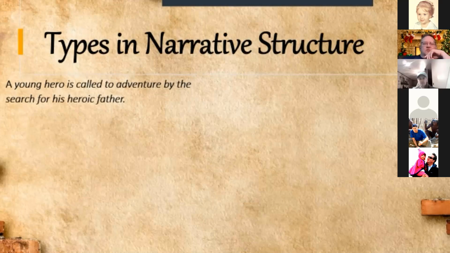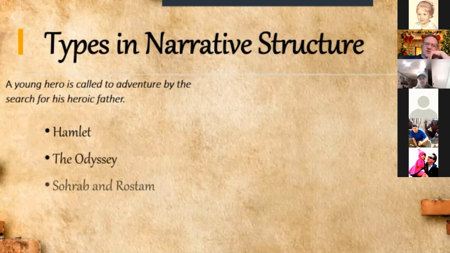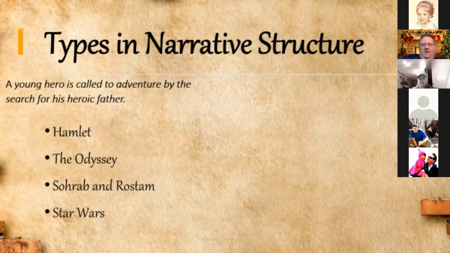Is that Hamlet? Is that the Odyssey? Is that the Iranian epic Sohrab and Rostam? Or is that Star Wars? And the answer is, it is all of them. That is a type. And it's such a universal type that it takes on a new name. It is an archetype. And that means a big overall super duper type, because so many stories are built on this archetype.